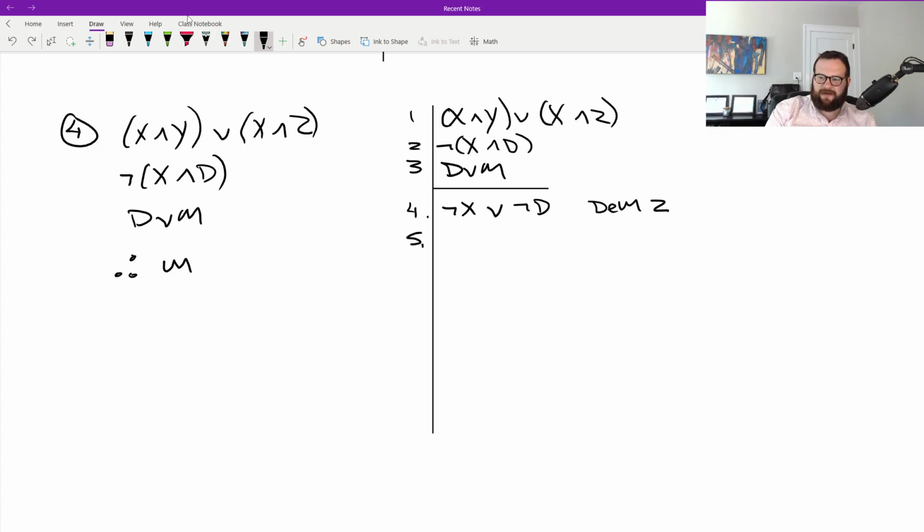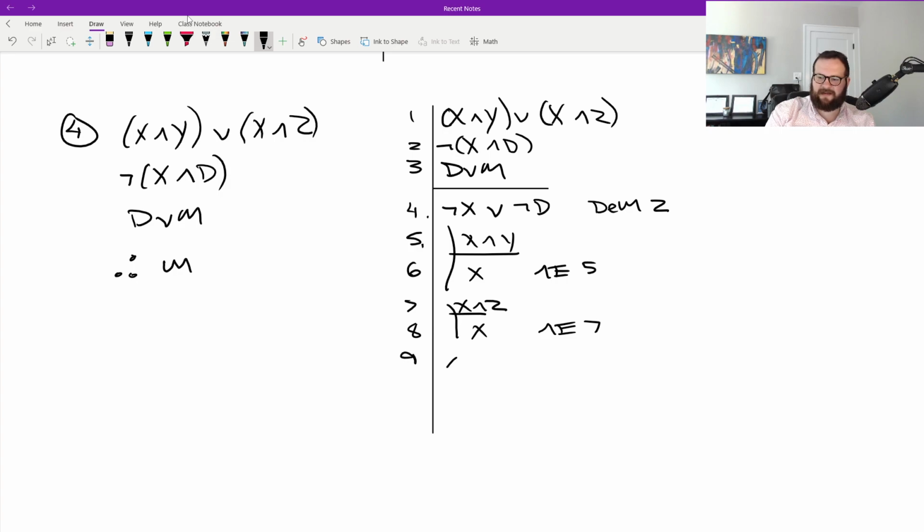So I'm going to start by assuming the left side of my disjunction, that's X and Y. It's going to be a pretty simple one though. And then I'm going to show, hey, look, X follows from that using conjunction elimination, line 5. I'm going to begin my other assumption of the right side of this disjunction on line 1. And look, X also follows from that. Conjunction elimination, this time line 7.